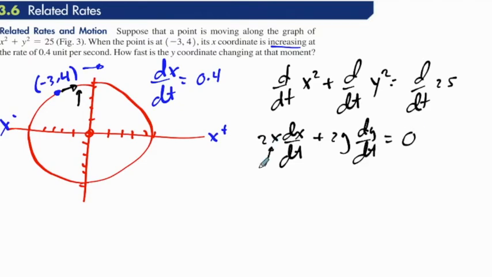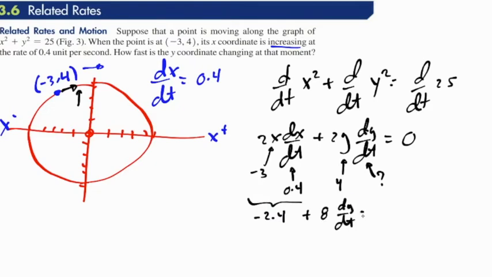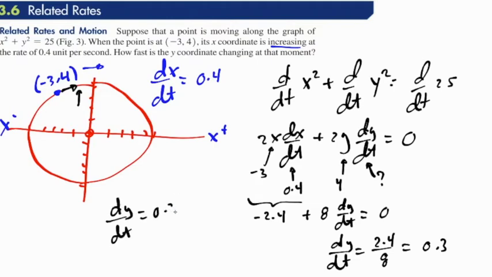We know that the x-coordinate is negative 3 and that dx/dt is 0.4. We know that the y-coordinate is 4, and it is the dy/dt that we want to solve for. So if we multiply all of this together, we get negative 2.4 plus 8 dy/dt equals 0. We're going to add 2.4 to the other side. We can say that dy/dt is 2.4 divided by 8, which gives us 0.3. We can say that dy/dt is equal to 0.3 units per second.